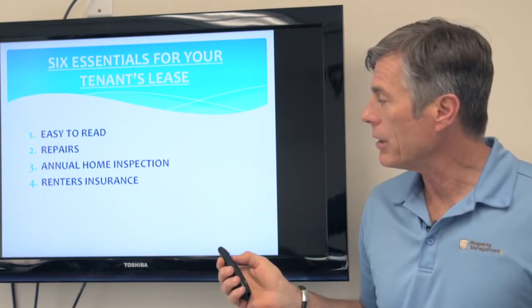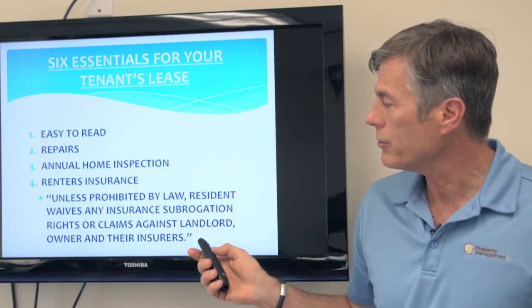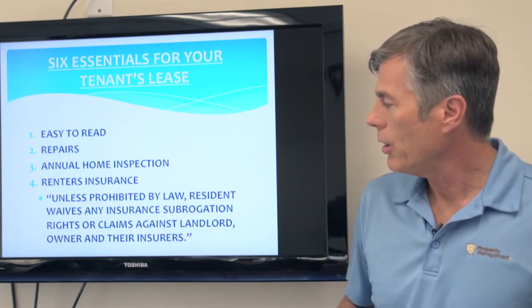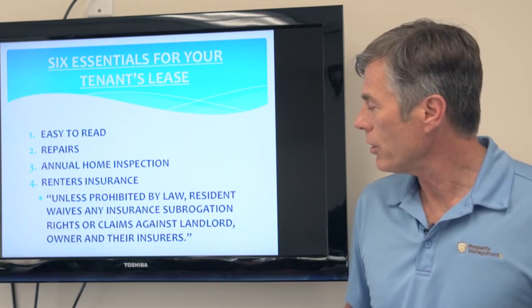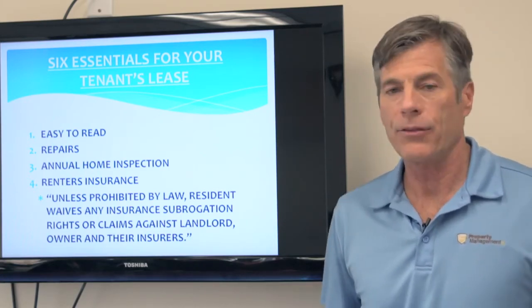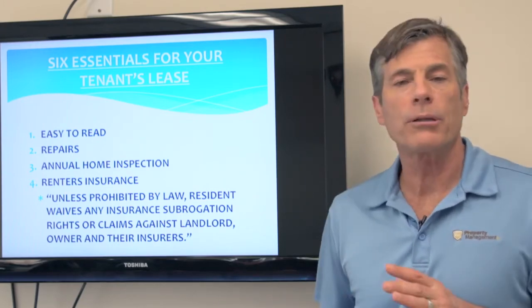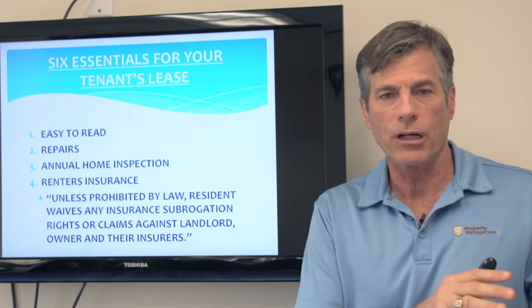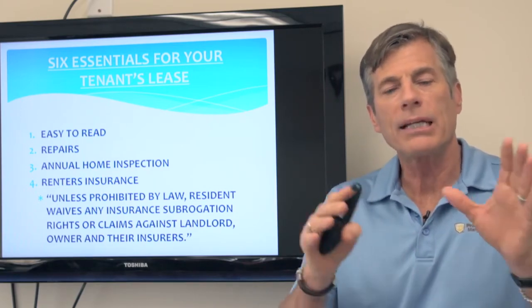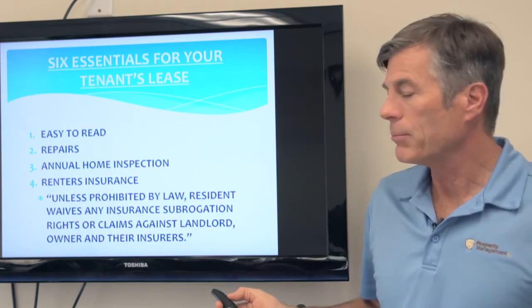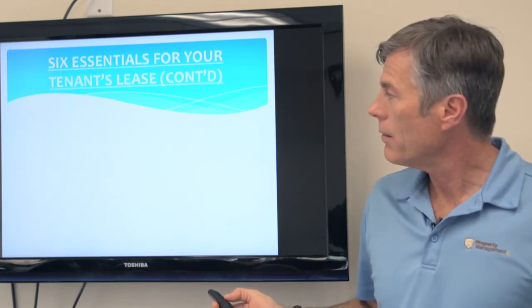Also, you want to have in the lease, under the renter's insurance clause, this clause here: unless prohibited by law, resident waives any insurance subrogation rights or claims against landlord, owner, and their insurers. And this clause simply states that if there is a claim that needs to be made to the tenant's insurance company, the insurance company can't come back and sue you. Very important that this clause be put into your lease.